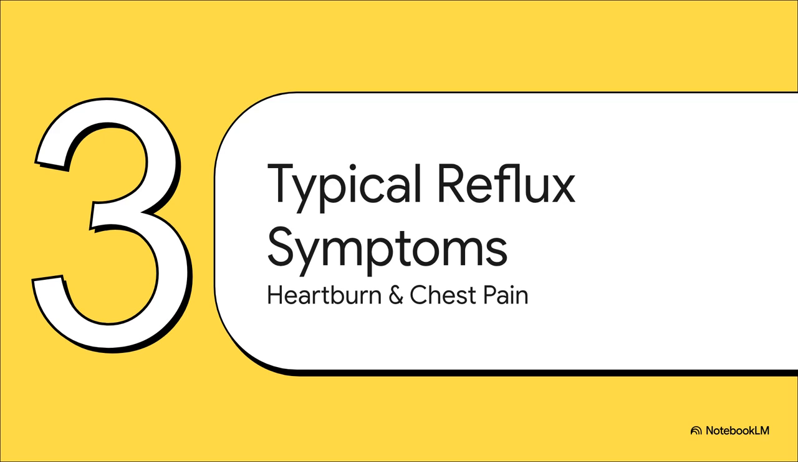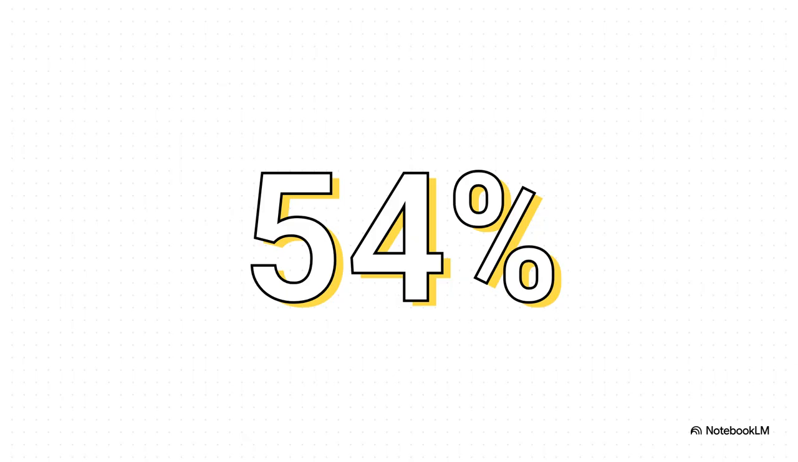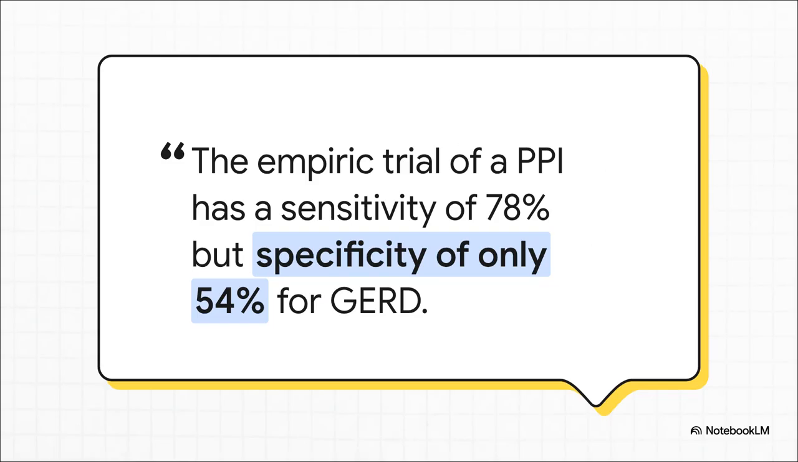We're now tackling what is probably one of the most common things you'll see in clinic: patients with typical reflux symptoms like heartburn and chest pain. I want you to just look at this number for a second. 54%. Just let that sink in. And here's why that number is so important.